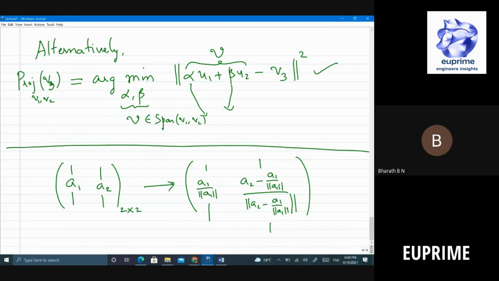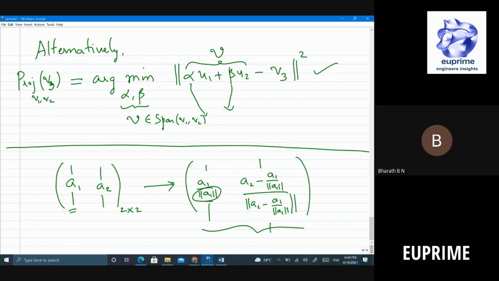So now this is a normal vector. If I want to get back the original, what should I do? So now, how do you get A1 from this? All that I have to do is scale it with the norm of A1, right? Then I get A1. How do I get A2? A2 is not so straightforward, right? So how do you get A2 from this?